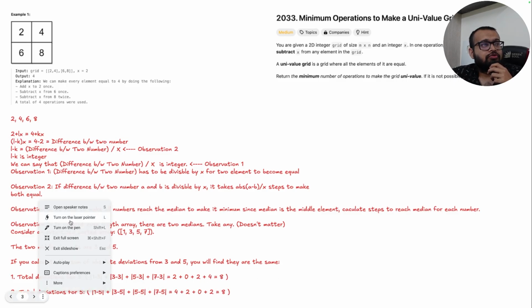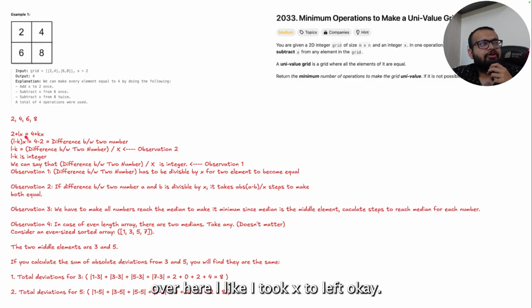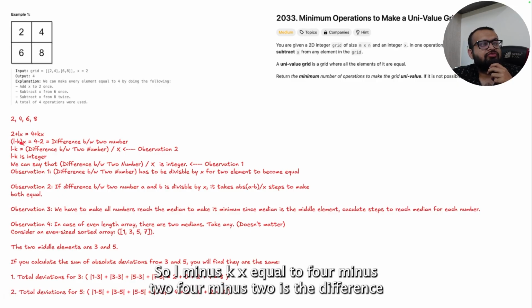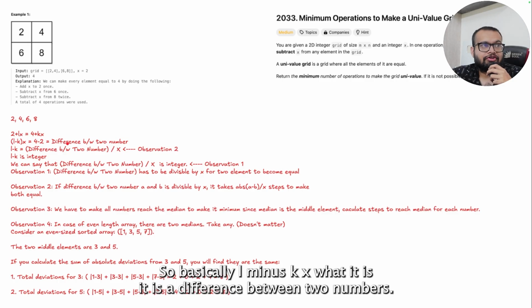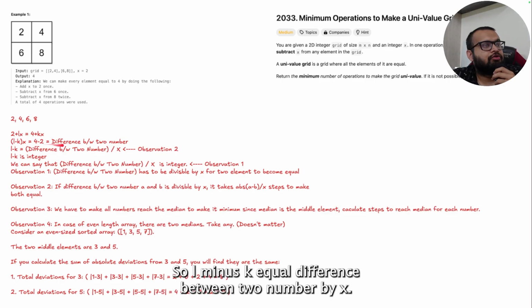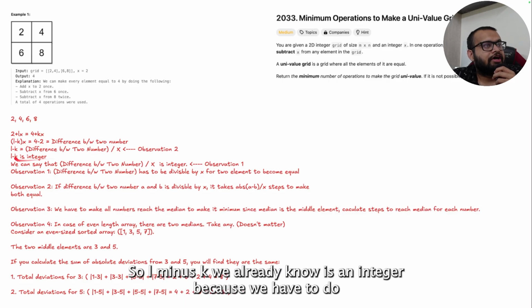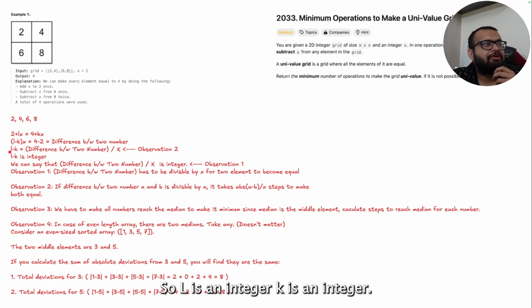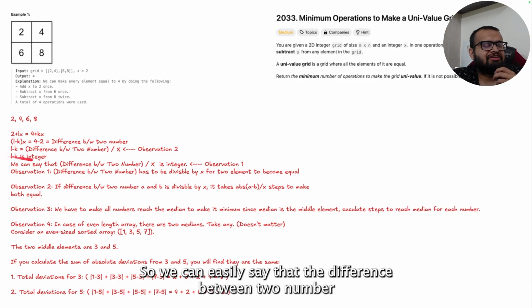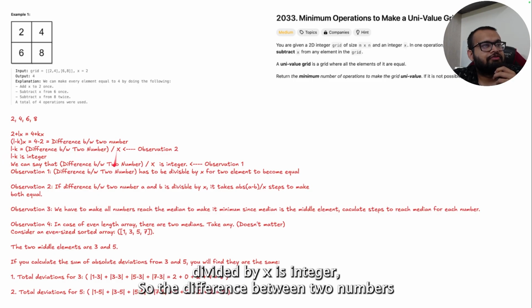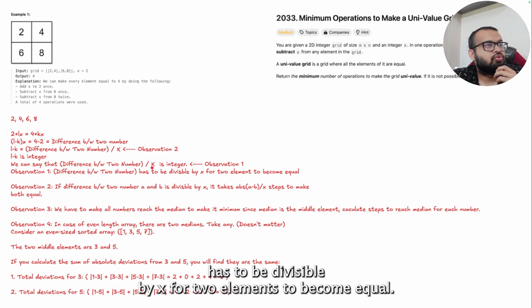Now you see over here, I took kx to the left. So L minus k times x equal to 4 minus 2. 4 minus 2 is the difference between the two numbers. So L minus k equal to the difference between the two numbers divided by x. L minus k we already know is an integer, because L is an integer and k is an integer, so when we subtract them it will be an integer. So we can easily say that the difference between two numbers divided by x is an integer. So the difference between two numbers has to be divisible by x for two elements to become equal.